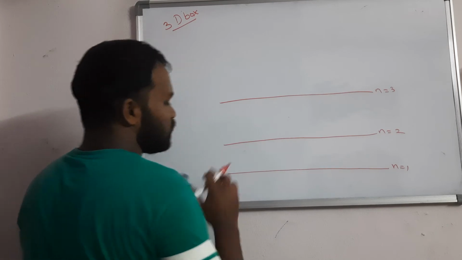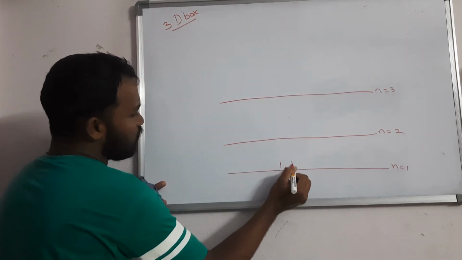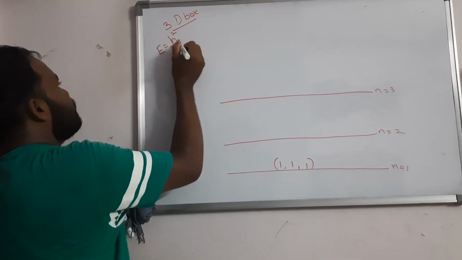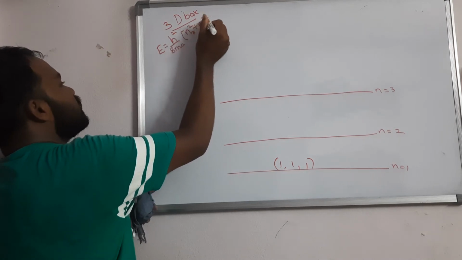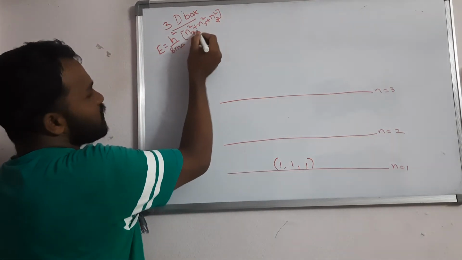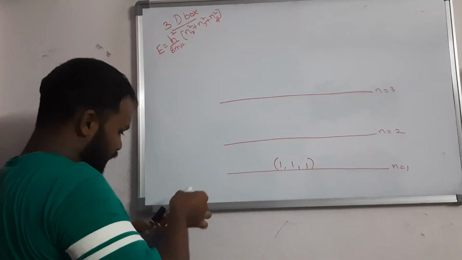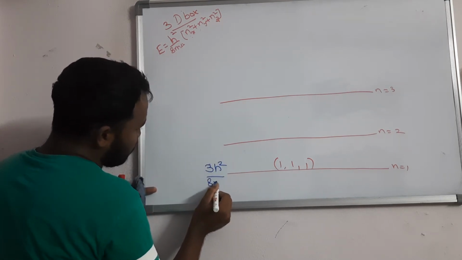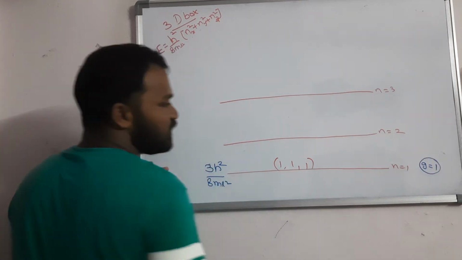So 3 means, that means you should write first possibility. I am going to write 1 comma 1 comma 1. First you should write energy is equal to what? h square by 8ml square into nx square plus ny square plus nz square, right? So 1 square plus 1 square plus 1 square, you will get the energy is 3h square by 8ml square. So that means degeneracy is g is equal to 1.